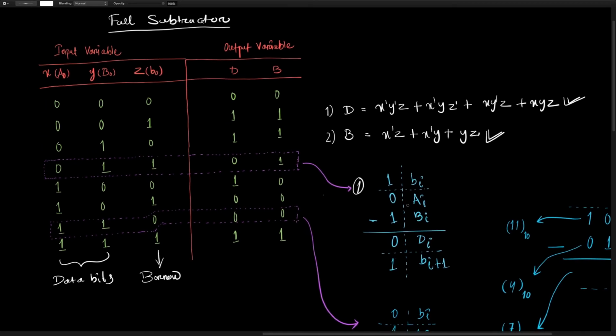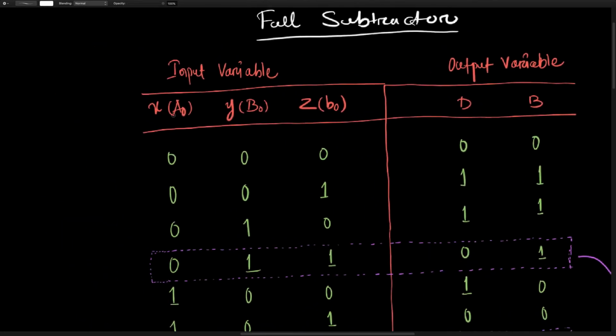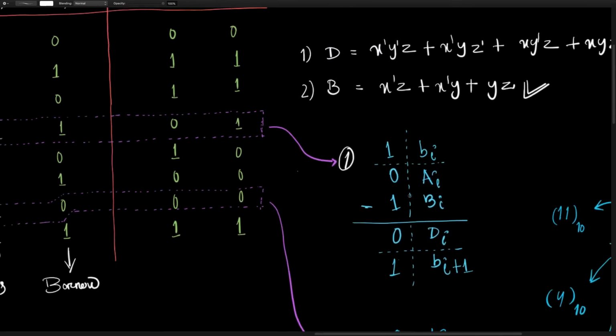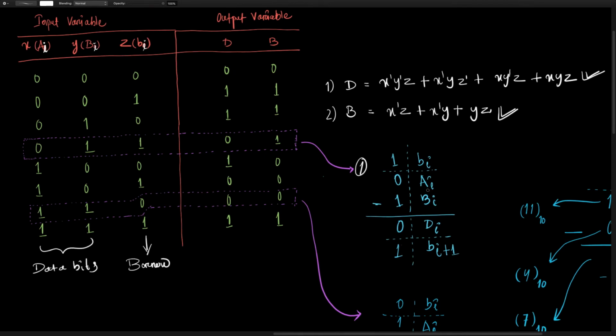We have A of I as 0, B of I as 1. This is not 0, this is actually I. Let's rectify this one. These are I. So for this particular iteration, we have A of I as 0, B of I as 1, whereas small b of I is 1.